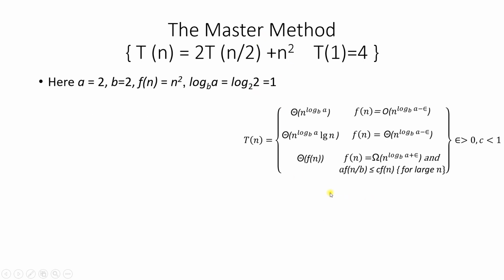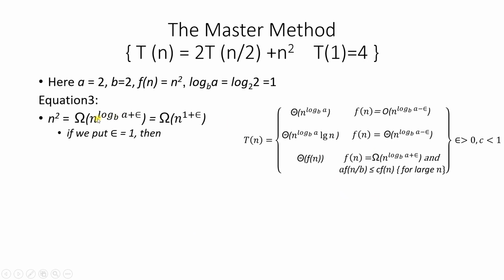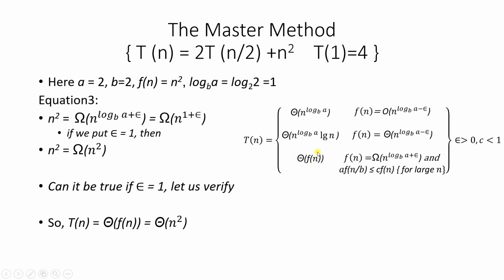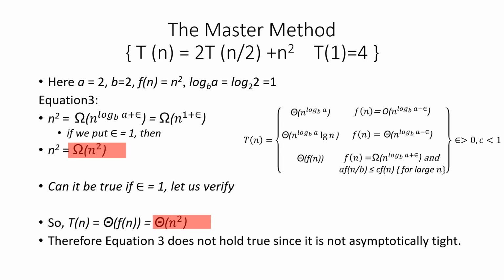Similarly, let's verify it with equation number 3. In equation number 3, we have big omega of n to the power log b a plus epsilon, and we can solve it with epsilon equal to 1. We get n square is equal to big omega n square. Fine. Let's see if we can verify it. T of n is equal to theta f of n. Theta f of n is equal to n square, which is not true. How? Big omega is n square, theta is n square. Big omega is the lower bound, just like big O gives you the upper bound, big omega gives you the lower bound. Theta is supposed to be higher than the big omega, but over here theta is equal to big omega, which is not true. Hence it is not asymptotically tight, and equation number 3 of the master method also does not hold true for the given problem.